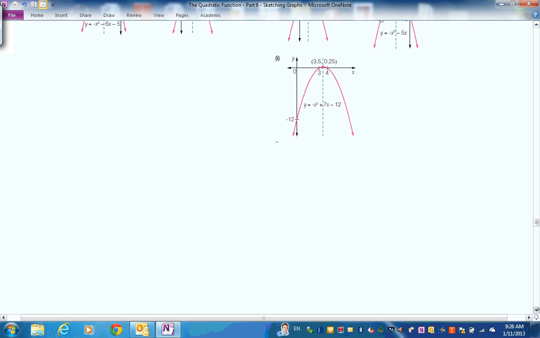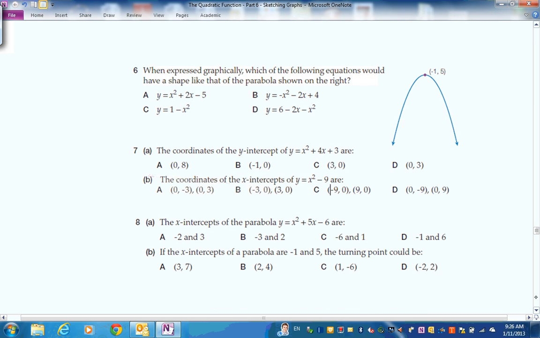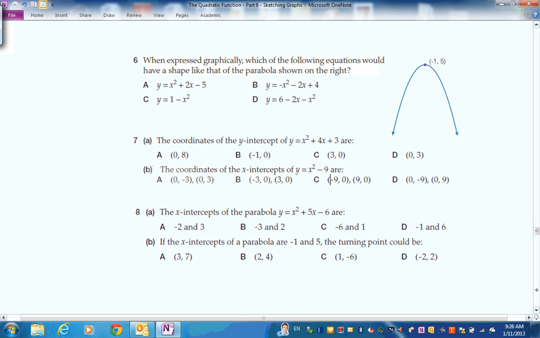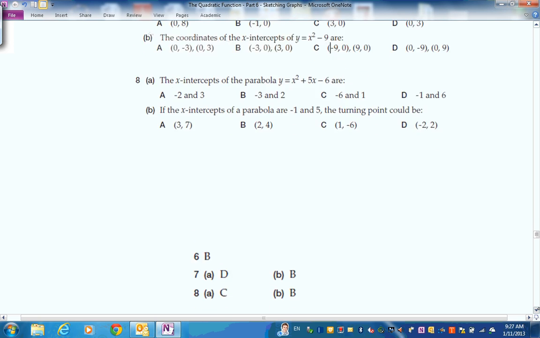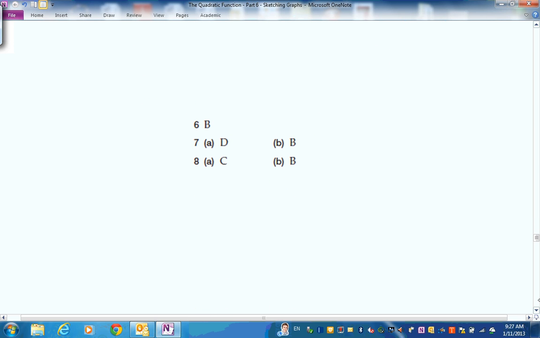Plenty of practice here. Okay, 6, 7, 8, getting into a different format of question. You can check those out. Okay, just doing bits and pieces: y-intercept, x-intercept, seeing if you know that. All right, let's have a look at the answers then. 6, 7 and 8. Did you get them right? Do you have the power? Okay, come down.